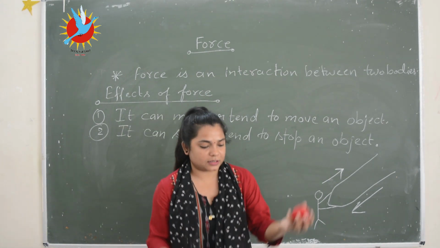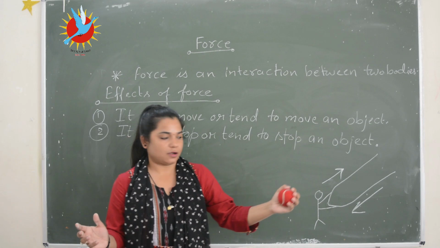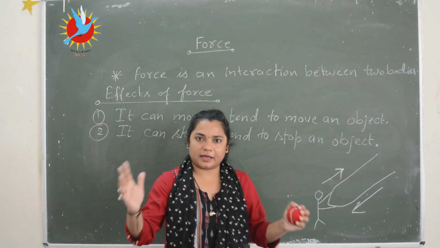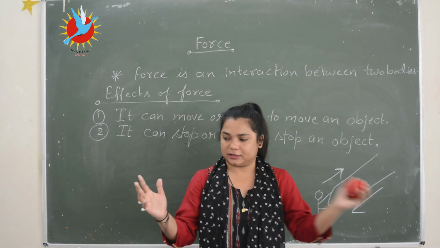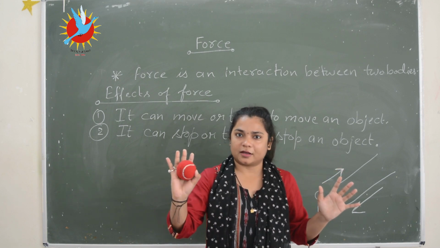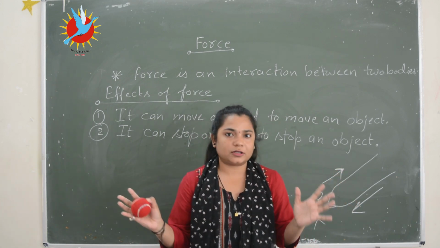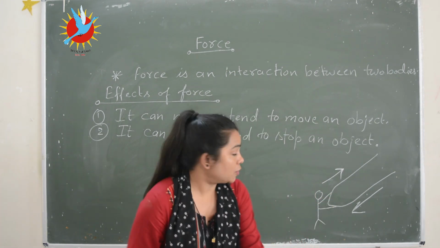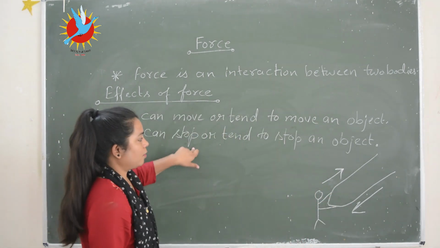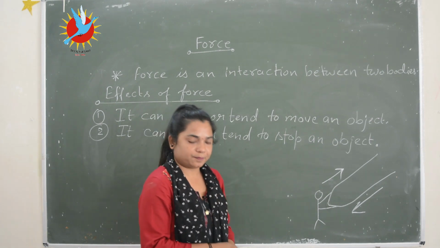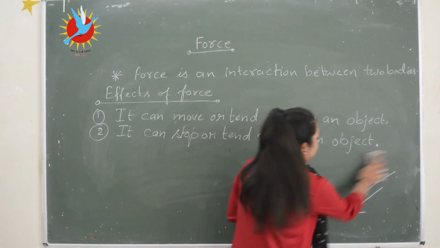Suppose this ball is in motion and I have to stop it. What am I going to do? I'm going to apply an opposite force on this ball like this. If I am unable to apply the equal force, the ball will not stop. So it can stop or tend to stop an object. Now let's discuss the third point.